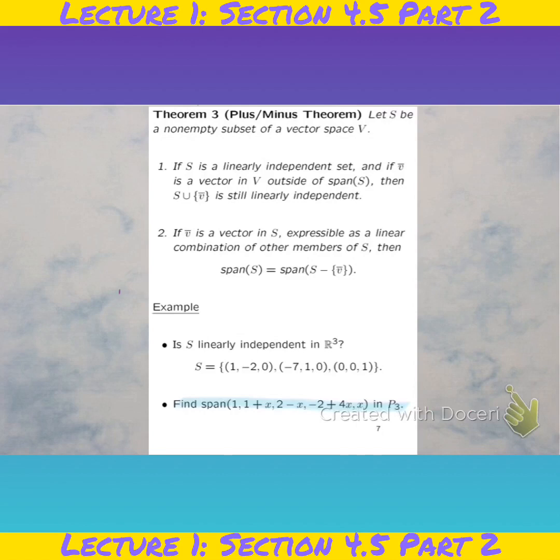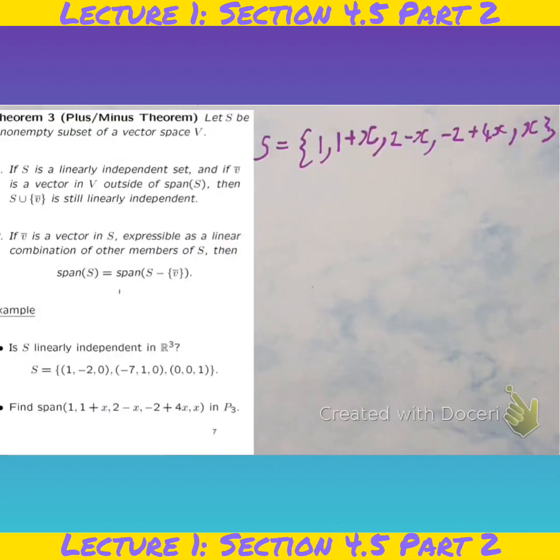We can apply the second part of the plus-minus theorem, which says that if V is a vector in S, and this vector in S is expressible as a linear combination of all the other members of S, then we can just remove this vector from S, and the span of the original set S is still going to be the span of the set that I have removed that vector from. So it's not going to influence the span if I throw that vector away.